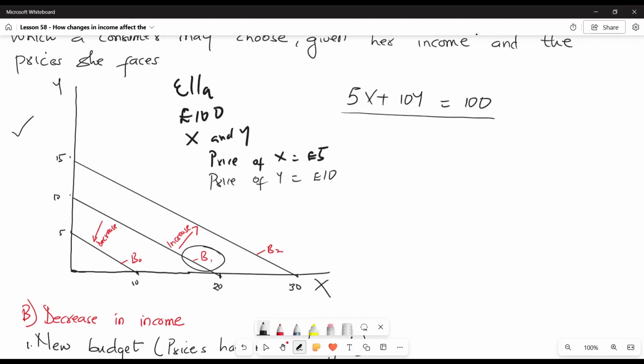We saw in our previous lesson that given this budget constraint and the prices of good X and Y, if Ella doesn't buy any of good Y, the maximum amount of good X that Ella can buy is the X-intercept, which is 20. And the maximum amount of Y that Ella can buy if she doesn't buy X is 10. So with this information, we draw our budget constraint B1. Now, what happens if Ella's income decreases from 100 to 50?